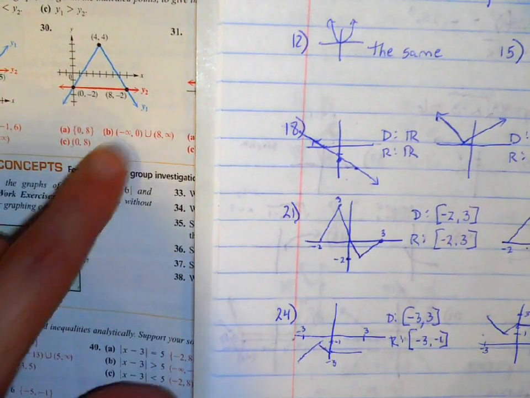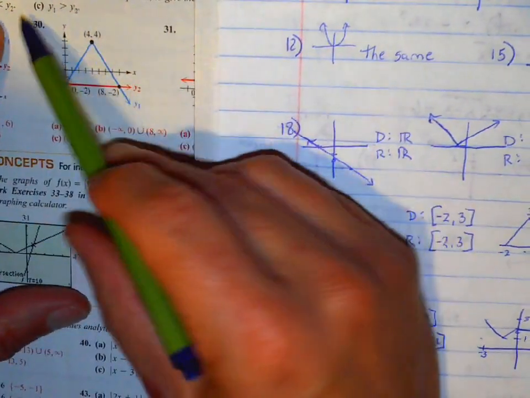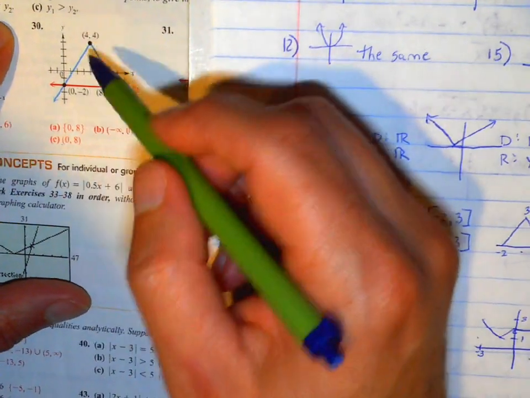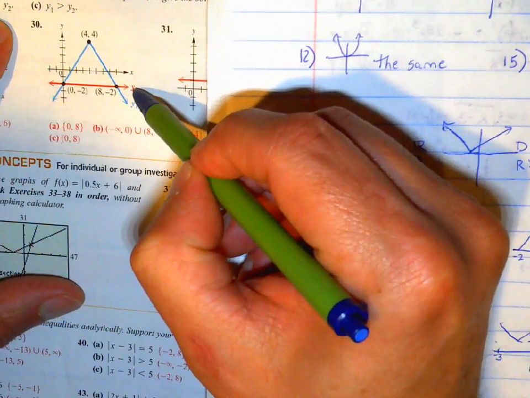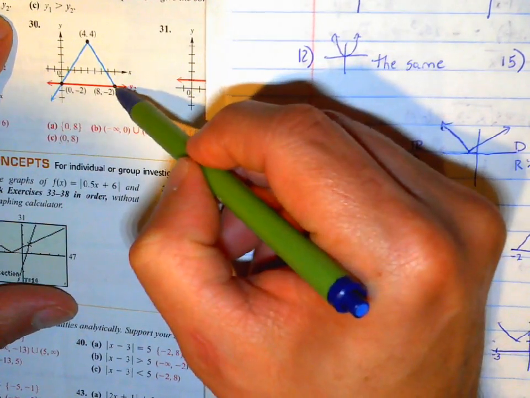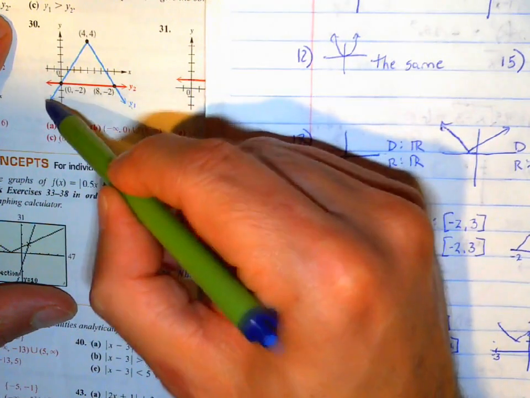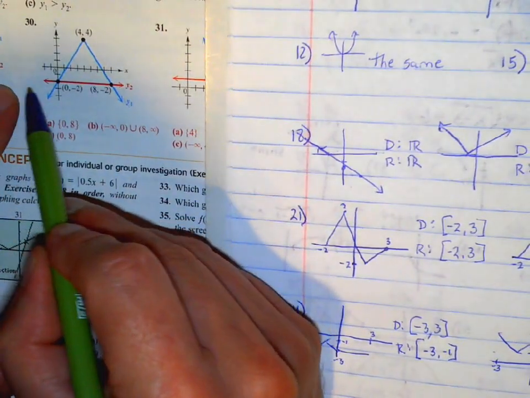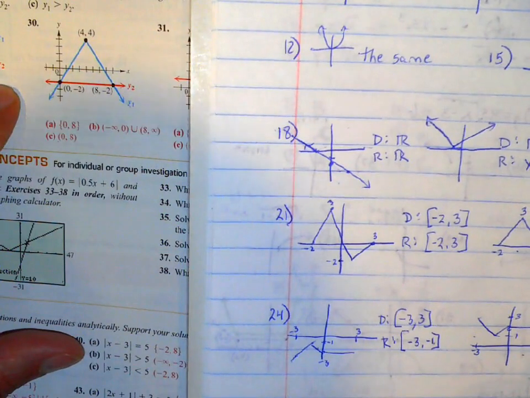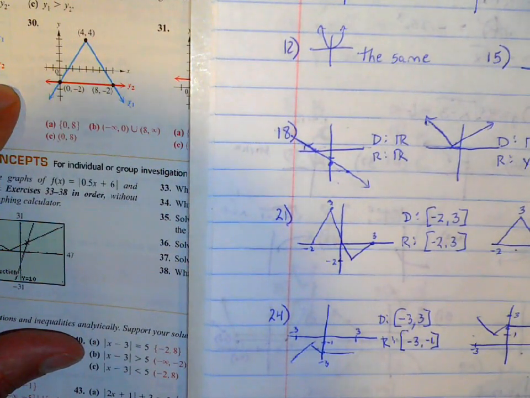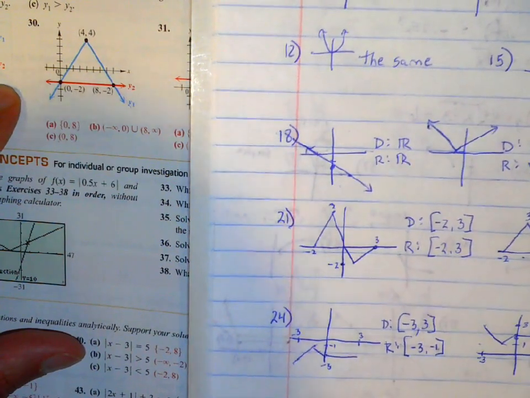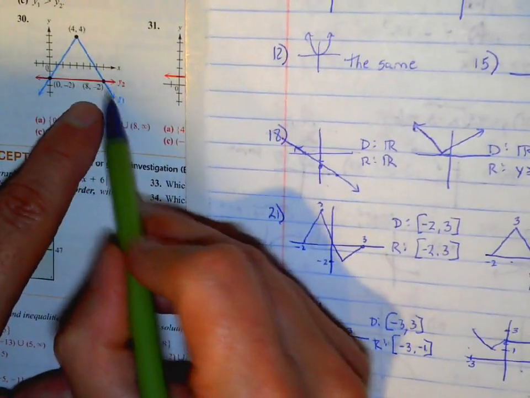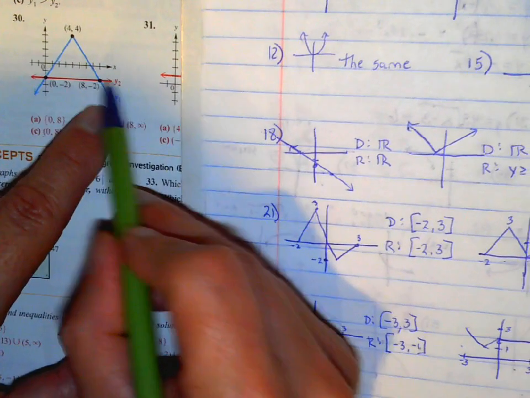For part B, where is the y1 less than the y2? Here's our y1 and here's our y2. So thinking back to last chapter, our y1 is less than y2 down here and down here. So this would be from negative infinity up to 0. It's not equal to, so open. And y1's also less over here, so from 8 to infinity.